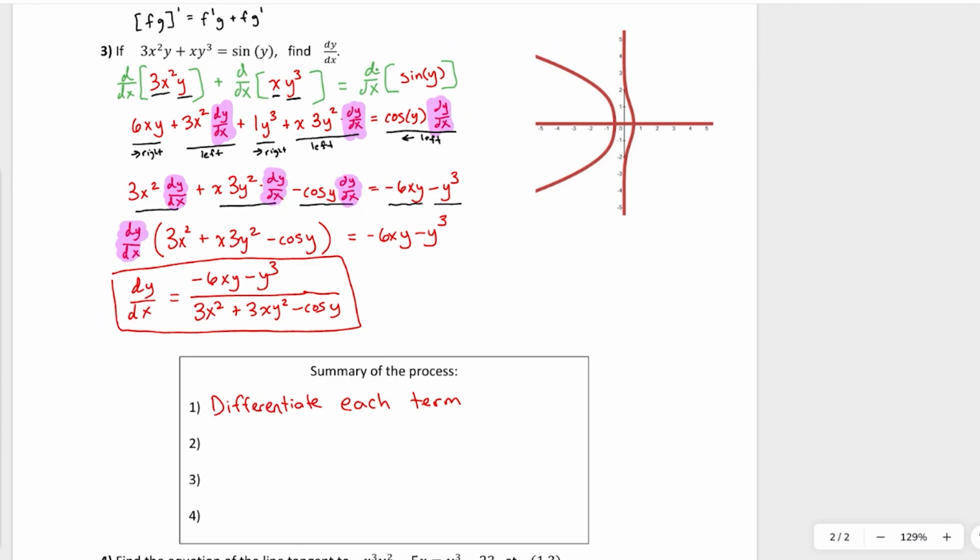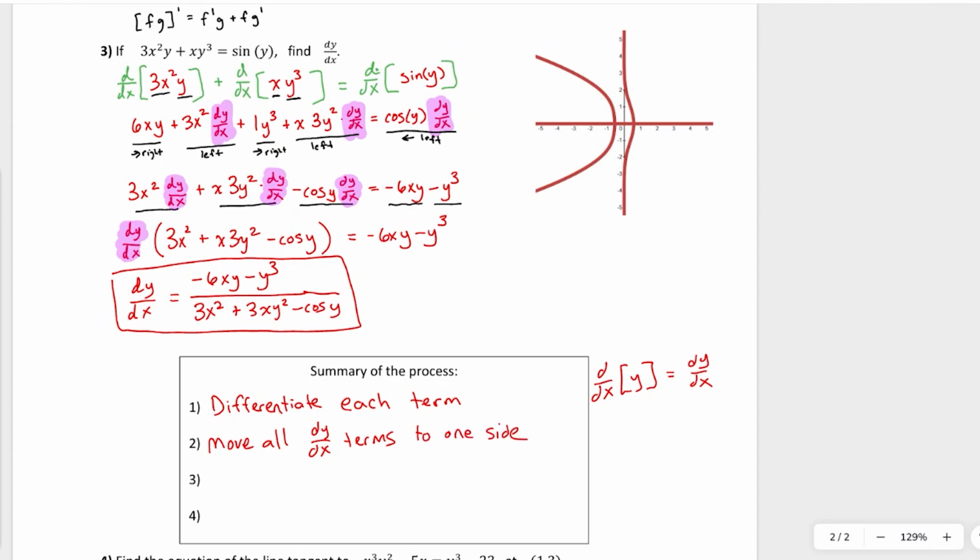Remember, and maybe I'll make a little note out to the side here, that the derivative of y with respect to x is dy dx. You're going to treat y like it's a function. Most of the time, you're going to have to use chain rule. If there's anything besides just y, like 2y or y squared or the square root of y or anything like that, you're going to have to use chain rule. So differentiate each term. Then you're going to move all the dy dx terms to one side.